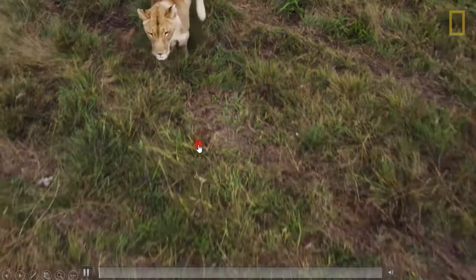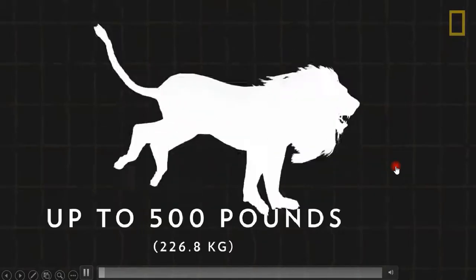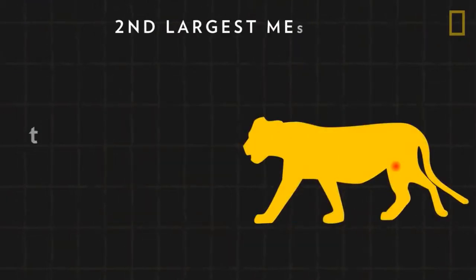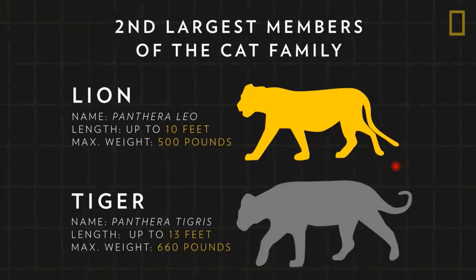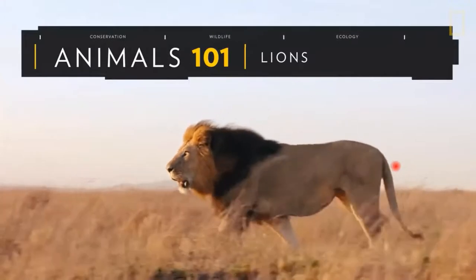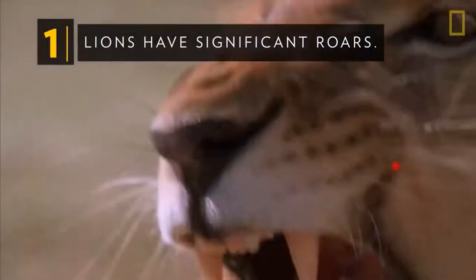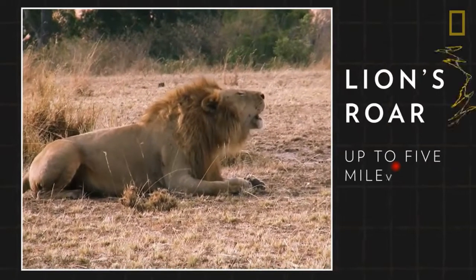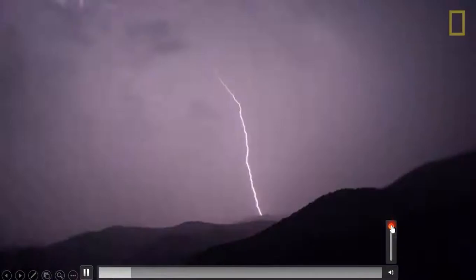You may already know that lions are big cats. Weighing up to 500 pounds and growing up to 10 feet long, lions are the second largest members of the cat family, after tigers. But here are some things you probably didn't know about them. Lions have significant roars. A lion's roar may be heard up to 5 miles away and can be nearly as loud as thunder.